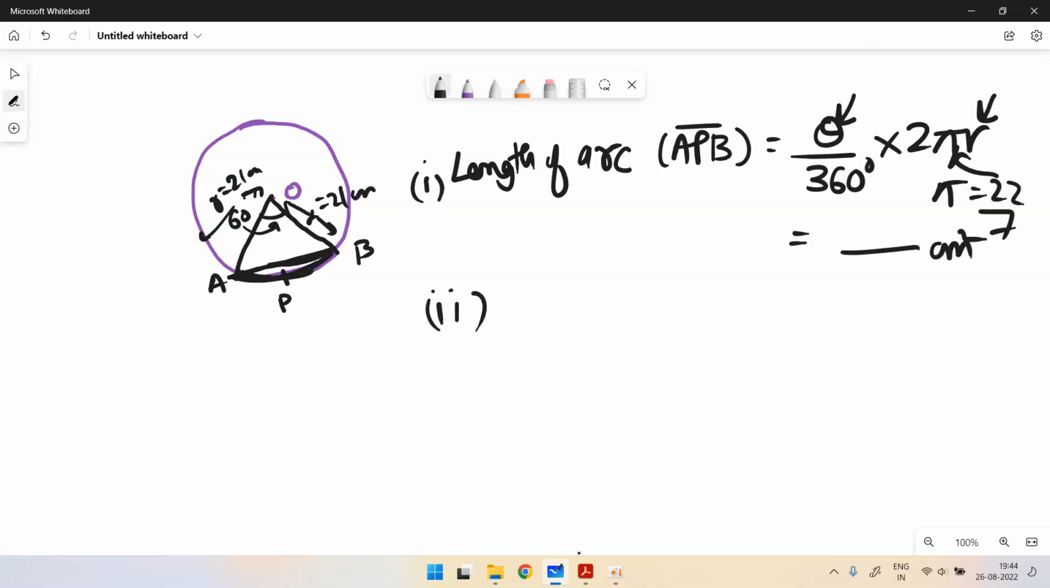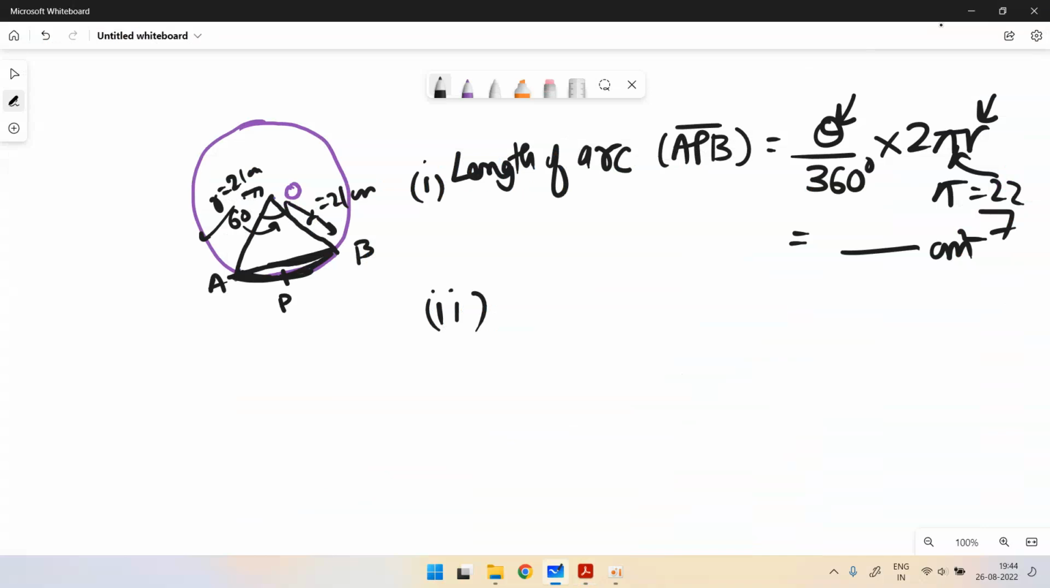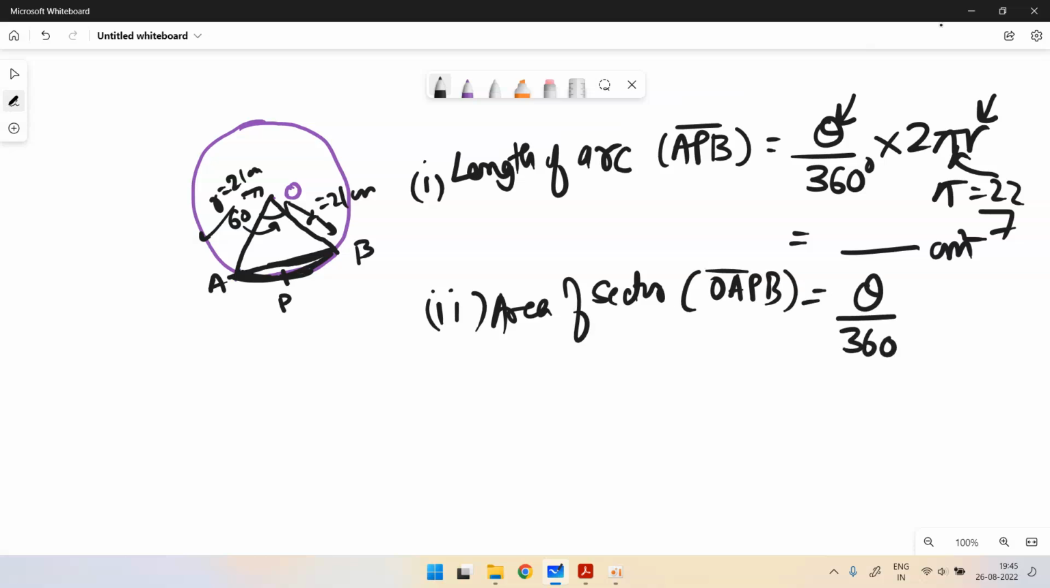Second, the area of the sector formed by the arc. The area of the sector will be this complete sector OAPB. You know the formula, theta by 360 degree into pi r square. Pi is 22 by 7, theta is 60 degree. You put this and you get the answer in centimeter square.